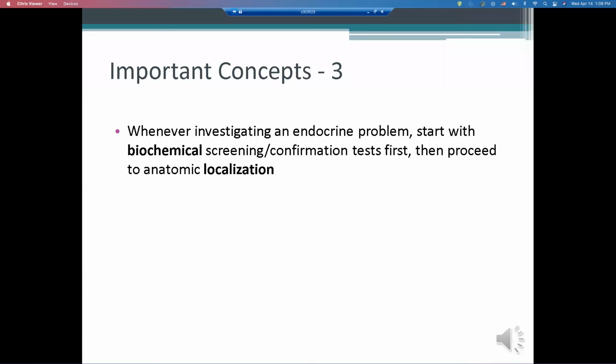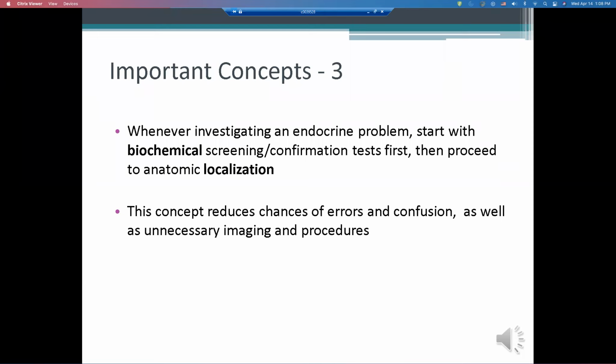Concept number 3: whenever investigating an endocrine problem, start with biochemical screening first, confirming your diagnosis biochemically utilizing blood tests, and then proceed to anatomic localization. So we don't usually mix up blood tests and imaging, because we like to confirm our diagnosis biochemically first. This usually eliminates confusion that can happen when you get too much information at the same time.